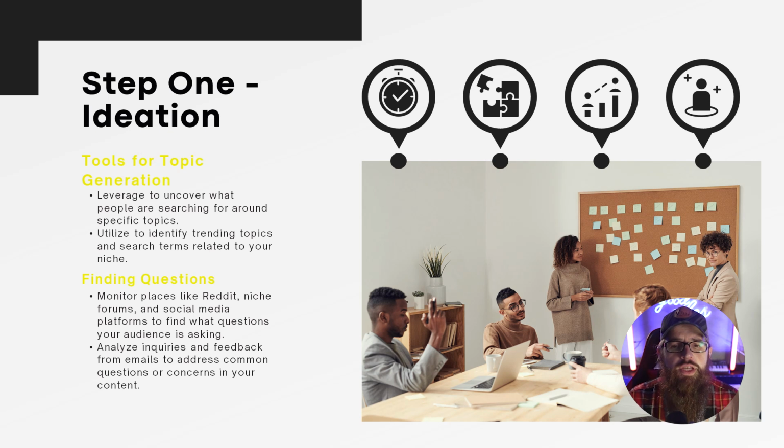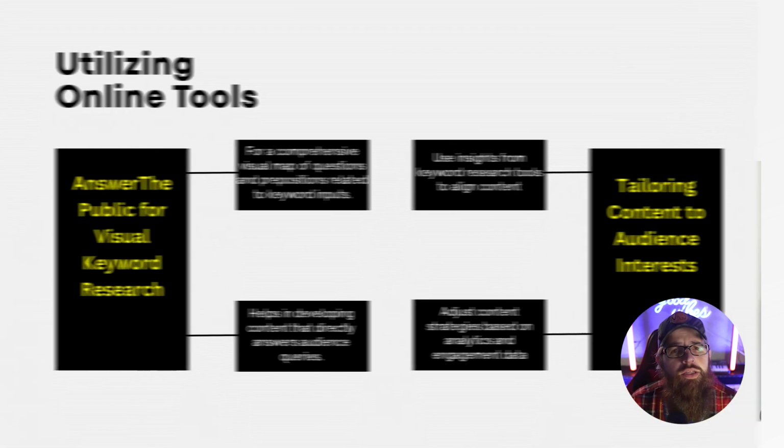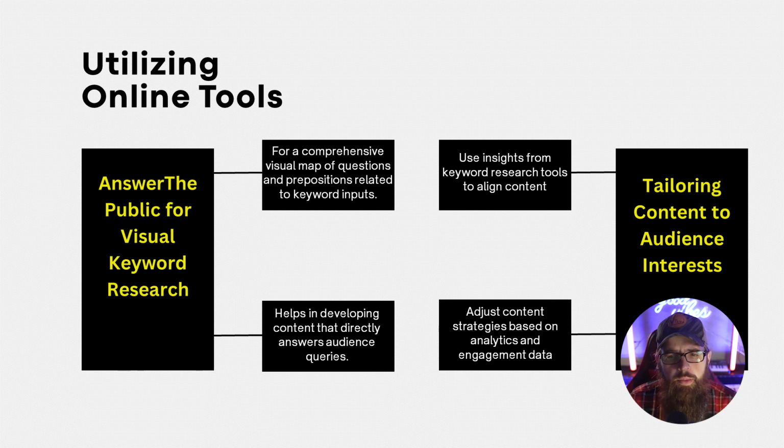Step 1, the ideation process. The first step in your batching process is going to be the ideation. To generate a robust list of topics, utilize tools like answerthepublic.com or Google to see what your audience is really curious about.